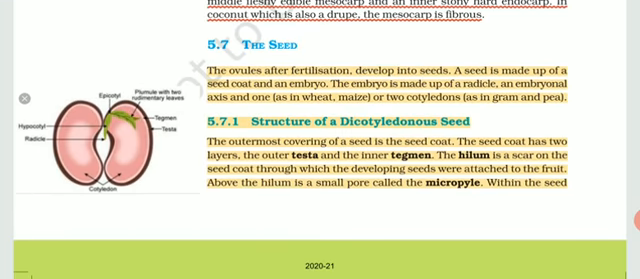Now if we come to the seed, seeds develop from the ovules after fertilization. They are made up of a seed coat and an embryo. In the lower classes also you have studied that the radicle is the portion from which roots originate. Then the plumule is the portion from which shoots originate. And there is one embryonal axis present inside it. Seeds in which two cotyledons are present are called dicots, and in which a single cotyledon is present, it is called a monocotyledonous seed.